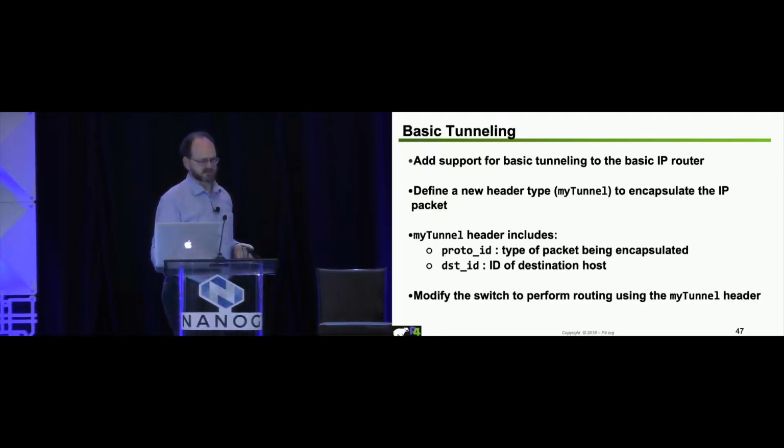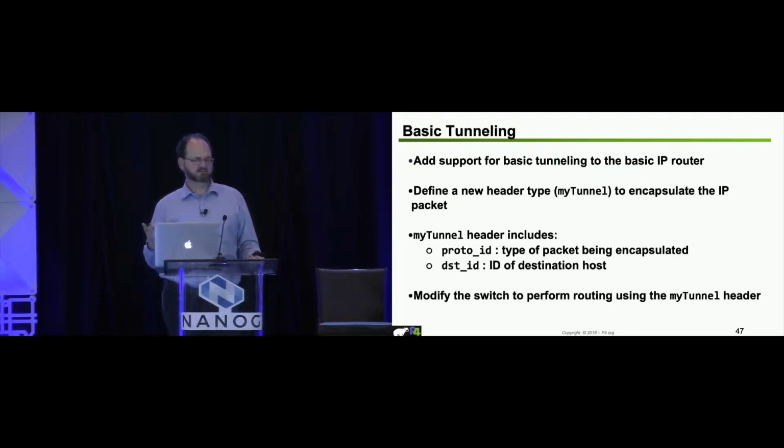So the idea here is let's create a custom tunneling protocol, not defined in any RFC at all. If you've got a P4 programmable device, it shouldn't matter if there's an RFC for it or not, as long as it's simple enough. And this one definitely is. So we're going to define a new header type, mytunnel, and it's going to have just 2 fields in it.